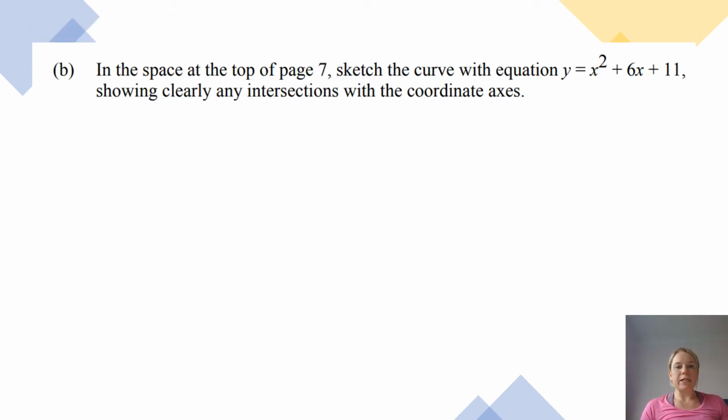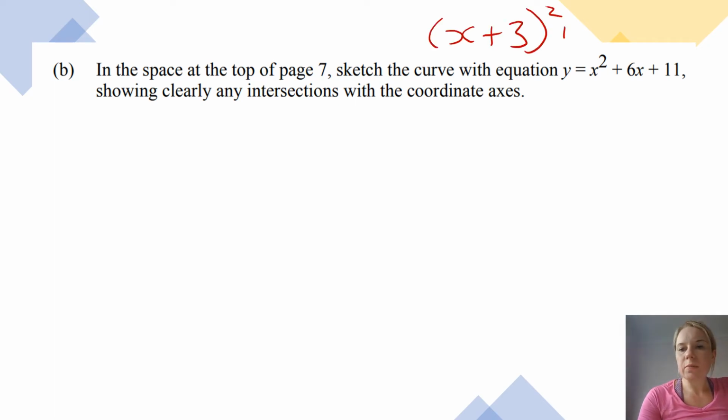In the space at the top of page 7, sketch the curve with the equation, and it's giving you that equation from the last slide, showing clearly any intersection with coordinate axes. I'm just going to rewrite here, because obviously this is the second part. You would already have (x plus 3) squared plus 2 as your completed square in that format, so I'm just going to write that above there. Now obviously this top of page 7 is just because that was on the exam paper and I've just copied a question, so you don't need to worry about that. But this sketching the graph is really important, clearly showing any intersections.